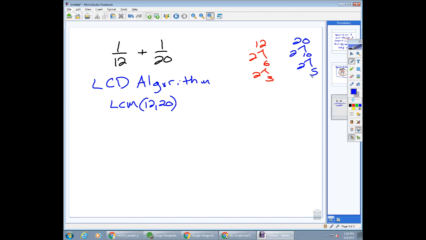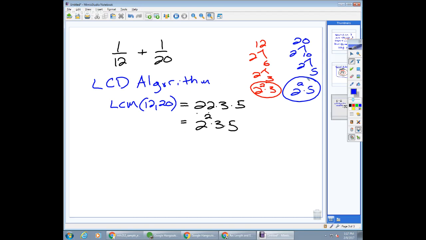So 12 says, well, if someone's going to be a multiple of me, it needs to have a 2 in it, another 2 in it, and a 3 in it. 20 says, yeah, I like the two 2s. I don't care about the 3, but I need a 5. Other way to think about that, 2 squared times 3 times 5. Based on the prime factorizations here, 12 is 2 squared times 3. And 20 is 2 squared times 5.